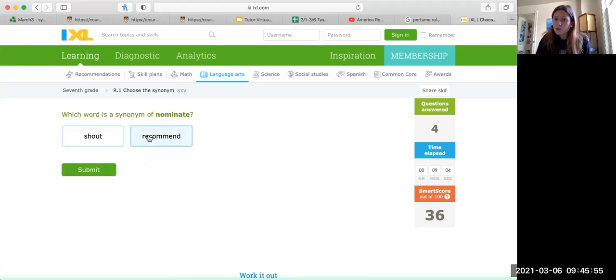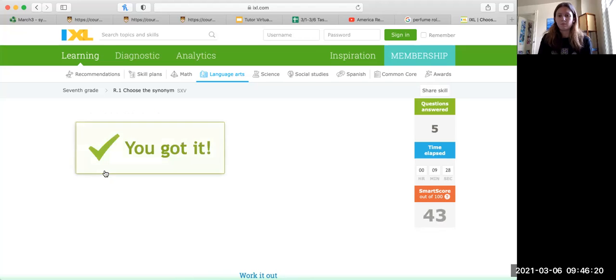Let's hear that in the sentence and see if we think it means sort of the same thing. Sarah recommended Jane for class president. Now that makes a lot more sense. And the thing is, with a synonym, it doesn't have to mean the exact same thing. It just has to be pretty similar. Shout obviously doesn't make any sense. So it's definitely going to be recommend.